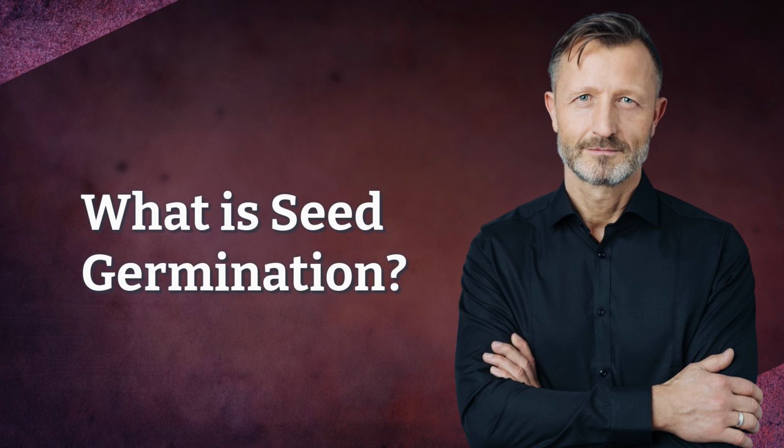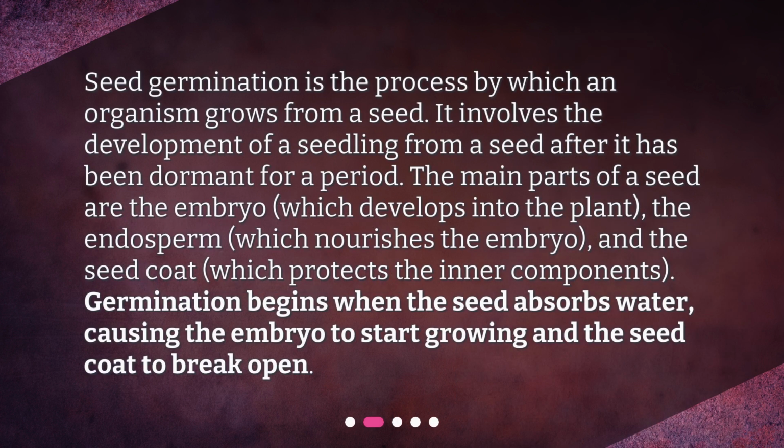What is seed germination? Seed germination is the process by which an organism grows from a seed. It involves the development of a seedling from a seed after it has been dormant for a period. The main parts of a seed are the embryo, which develops into the plant, the endosperm, which nourishes the embryo, and the seed coat, which protects the inner components. Germination begins when the seed absorbs water, causing the embryo to start growing and the seed coat to break open.